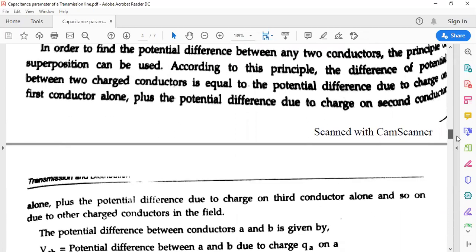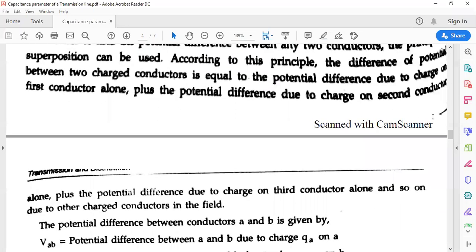So if you want to find out the potential difference of two conductors, say two conductors are present there, VA and VB. Let me take these two conductors as VA and VB. Potentials are there. So the potential difference between two conductors, VA minus VB, is equal to the potential difference of one conductor plus the potential difference of the other conductor. So that is the other way, you can have the negative potential difference also, plus the potential difference due to each charged conductor alone there.